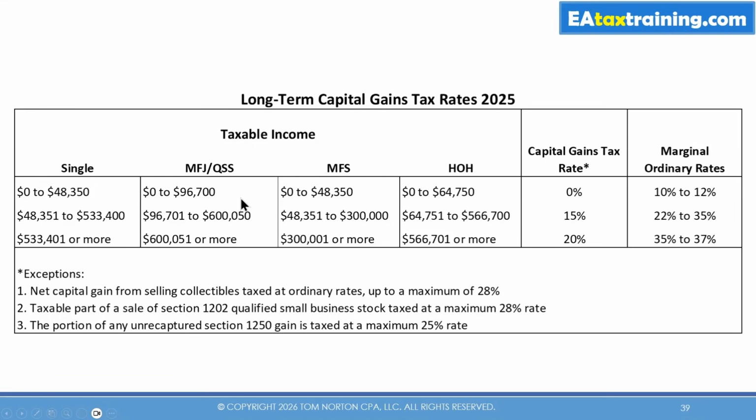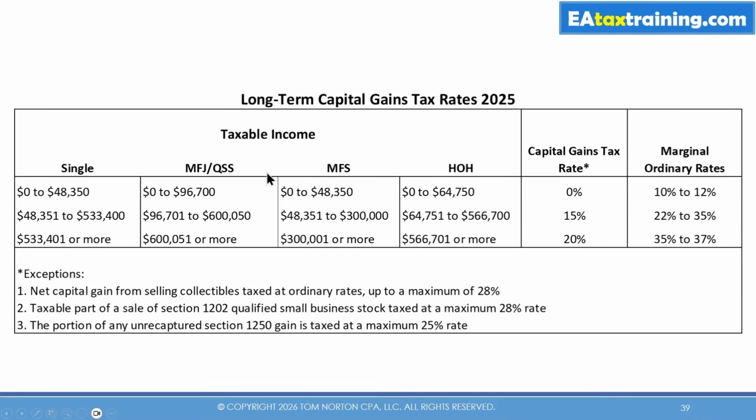So for instance, if you have a single person whose taxable income is less than $48,350, then they will pay 0% capital gains tax. So no tax on capital gains if their income is less than $48,350. Contrast that to if that were ordinary income or a short-term gain, then they would pay 10 to 12% tax on that, depending on exactly where they fell within this tax bracket. And then all the other filing statuses work the same way.